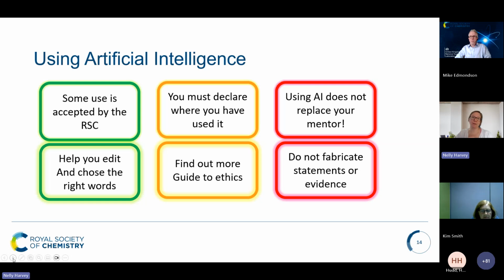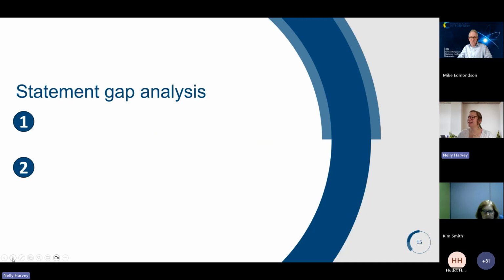Generally, if you are going to use it, stick within the accepted use areas that we have, which is all about grammar and helping you to write your statements. If you are using AI outside of those acceptable use areas, you must declare it, but steer clear of making your statements up and making your evidence up. The best part of going through your chartership application is the development that you undergo along the way, and you don't want to miss out on that.